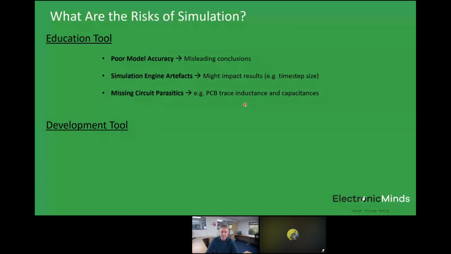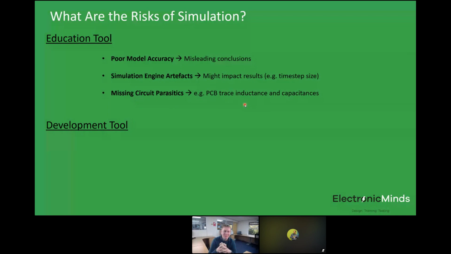This is a big one for power electronics. If you don't know what your circuit parasitics are, then you're not going to put them into your circuit simulation, and therefore you're going to get waveforms out which are wrong. So we all know in the real world in power electronics, you have PCB trace inductance, you have capacitance between components, between traces and power planes and all sorts of bits and pieces. So the real world is a very complex place.